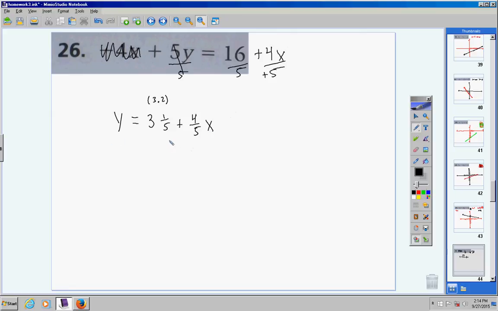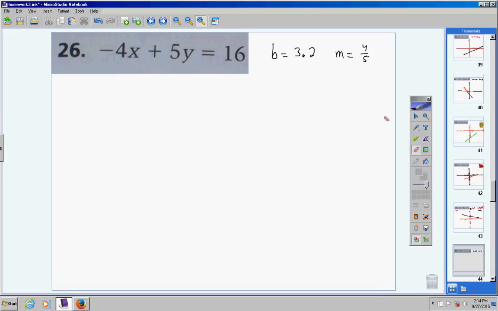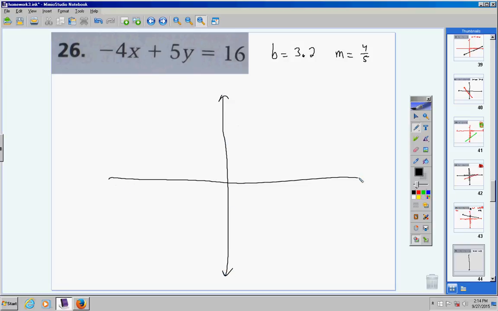So here's my equation. Step 1 is to get y all by itself. Now step 2 is to list out your y-intercept and your slope. So I'm going to list those out. And now the next step is to graph the linear equation. So I'm going to draw my coordinate plane here the best that I can with my limited drawing skills. And let's see what we got here.